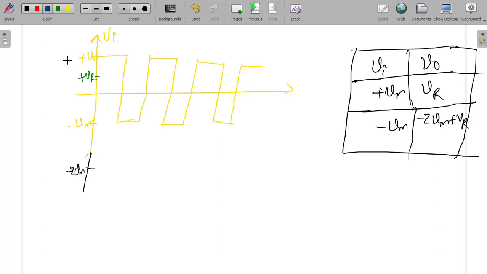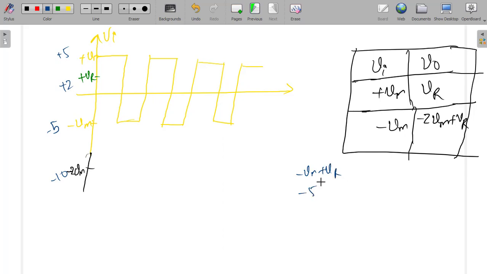Let us take plus Vm as plus 5 and minus Vm as minus 5. Taking the negative input voltage as minus 5 and positive as plus 5, and the reference I am taking as 2 volts, minus 2Vm will give minus 5 into 2, that is minus 10 volts. Now what will be minus 2Vm plus Vr and minus Vm plus Vr after substituting some assumed values? This is just an assumption, for better understanding of where exactly minus Vm plus Vr and minus 2Vm plus Vr occur.